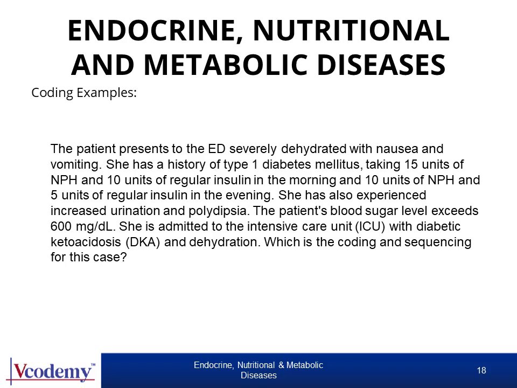She has also experienced increased urination and polydipsia. The patient's blood sugar level exceeds 600 mg per deciliter. She is admitted to the intensive care unit ICU with diabetic ketoacidosis DKA and dehydration. Which is the coding and sequencing for this case? So how will you code and also sequence those codes? Do stop the video here, try to code this scenario, write it down and then continue.